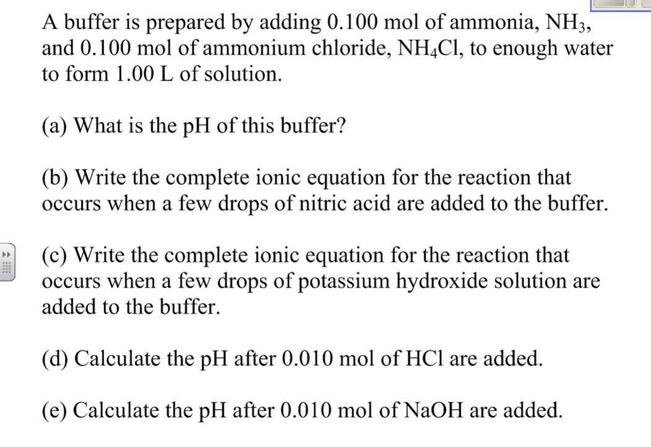After that, we're going to take a look at the reaction that happens if we add nitric acid to this buffer. So again, how does the buffer react to that to help neutralize it? We'll look at part C, where it says write the complete ionic equation for the reaction that occurs if we add potassium hydroxide to the solution. And again, potassium hydroxide is a base. So again, how do we neutralize that base?